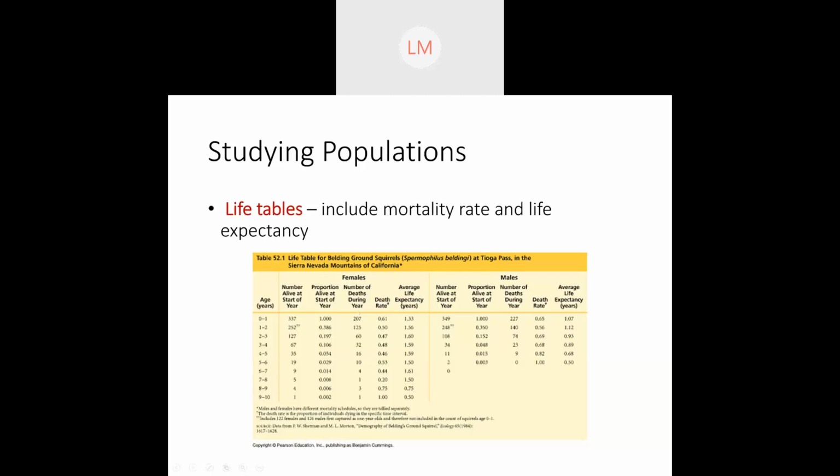Okay. So we also have the number of deaths during the year and the corresponding death rate, all of this to get the average life expectancy of these organisms. As they proceed through this life table, as our age increases, our death rate is increasing, our proportion alive is decreasing, our average life expectancy is decreasing for that organism. We're not expecting them to live much longer in this age range as they get older and older.